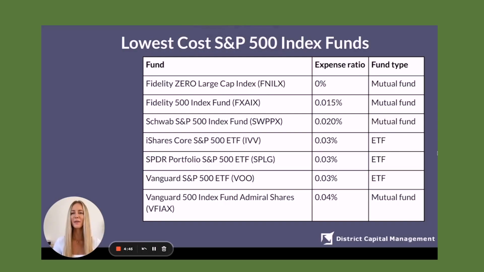The next question people ask is, what are the lowest cost S&P 500 index funds? These are the lowest cost funds at the moment. So as you can see, the Fidelity Zero Large Cap Index has an expense ratio of 0%.